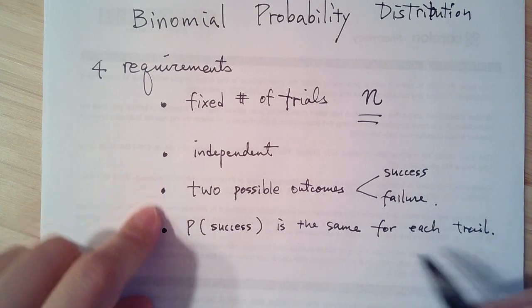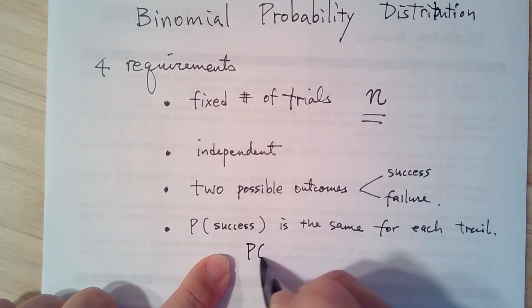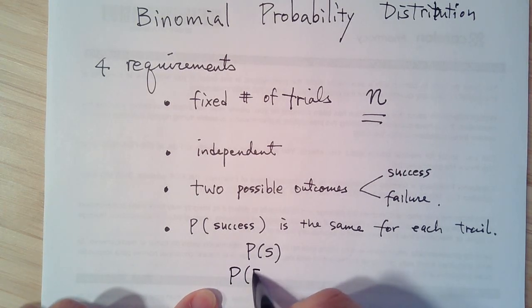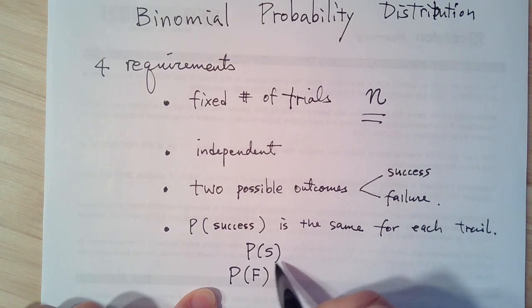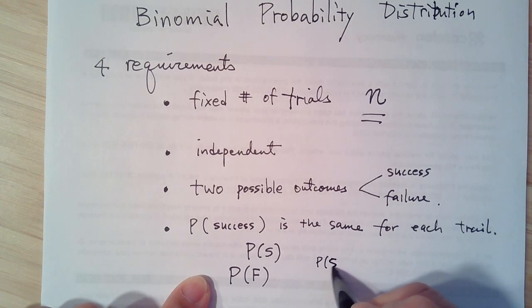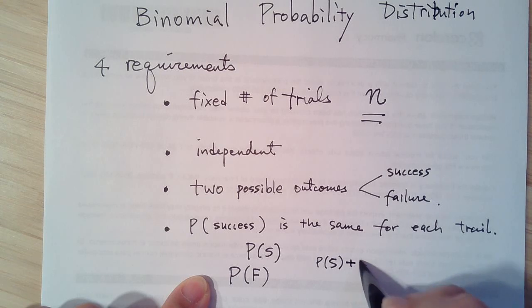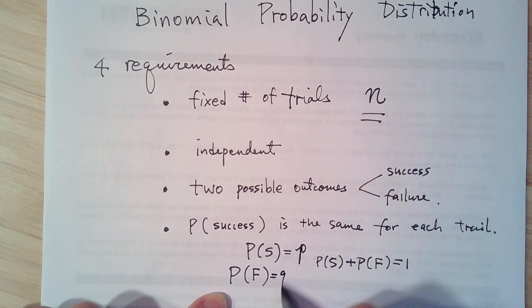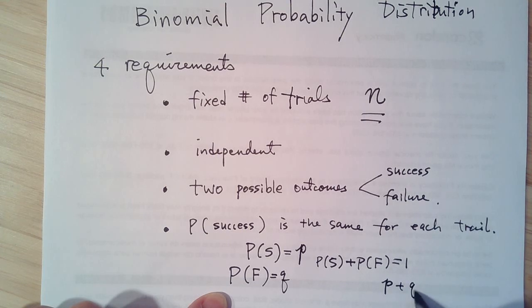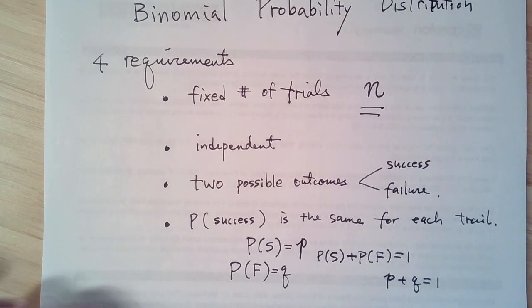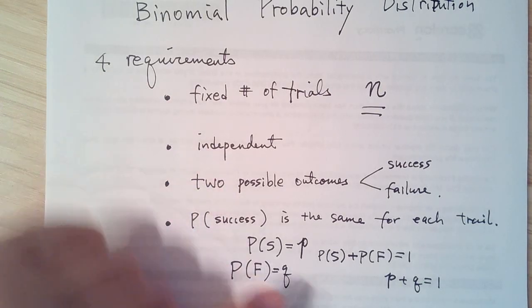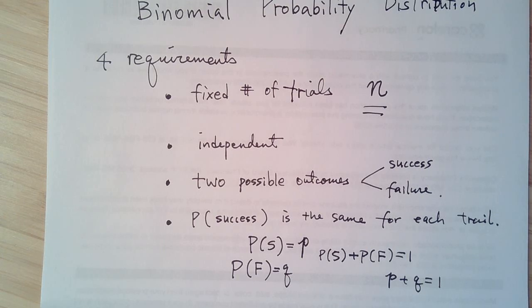This one we call the probability of success. We use PS, and the probability of failure will be PF, right? The probability of success plus the probability of failure equals 1. Or you can use P to show this, and Q to show that. So P plus Q is 1. So we have n, independent trials, 2 outcomes, success and failure, and we use the probabilities P and Q to show that.